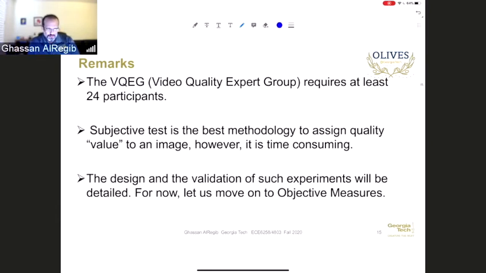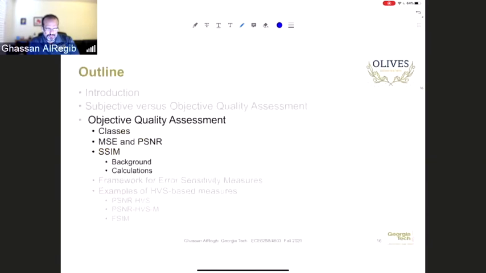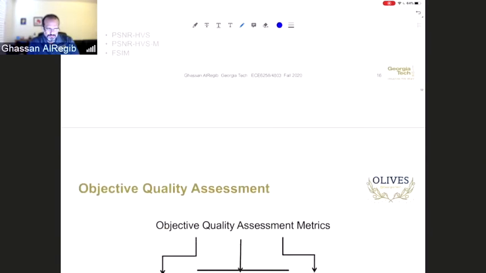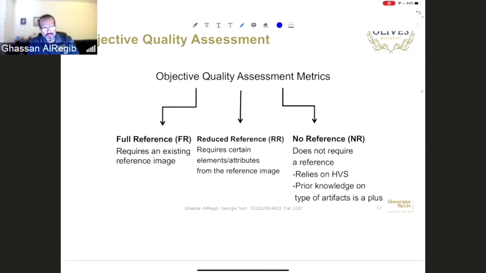So let's really move to the objective measures and dig deeper into those. Whenever we talk about quality assessment measures, there are 3 different classes or categories that we are talking about. The first one is full reference. Full reference meaning that I have the reference image which has no distortion, no degradation. That's my perfect image, and then I have the distorted or degraded or compressed or processed image. And if I have access to both, then I can really deploy full reference methods.